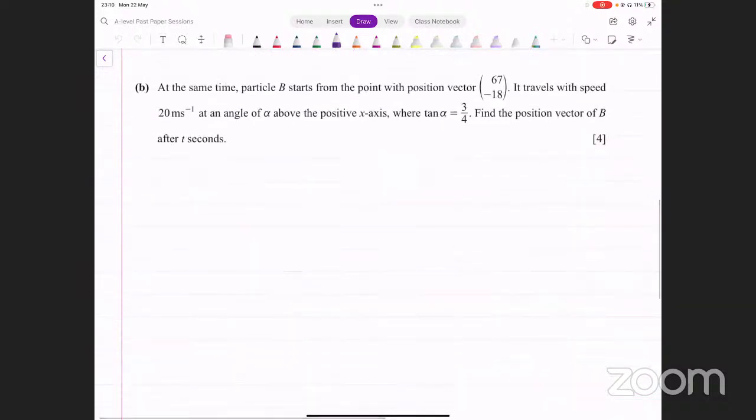Now it says at the same time, particle B starts from the point with position vector (67, -18). It travels with speed 20 meters per second at an angle of alpha above the positive x-axis, where tan alpha is 3/4. Find the position vector of B after t seconds. So now we have a point which is point B. उसके position vector या coordinates दिए हुए (67, -18). और अब डायरेक्शन क्या है, speed is 20 meters per second, direction is 3/4. What does that mean?